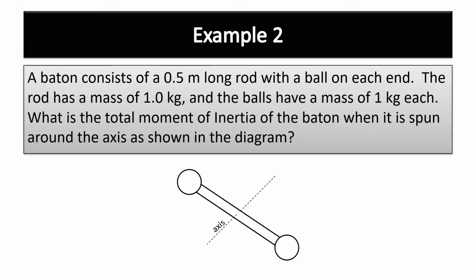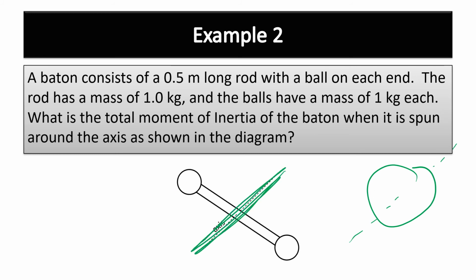You could get some interesting problems here too. Not that that wasn't interesting, but like some really cool ones. So the example 2 says a baton consists of a 0.5 meter long rod. That looks familiar. There's a rod in the reference table with a ball on each end. That does not look that familiar because in the reference table, they give you this with the axis like this. But you're not rotating around the ball like that. All right, the axis is over here. So what the heck do you do?